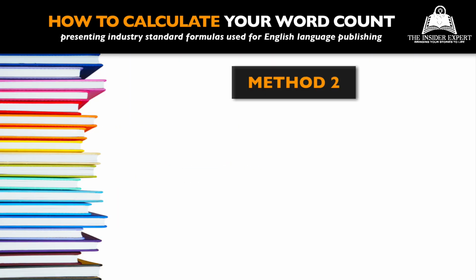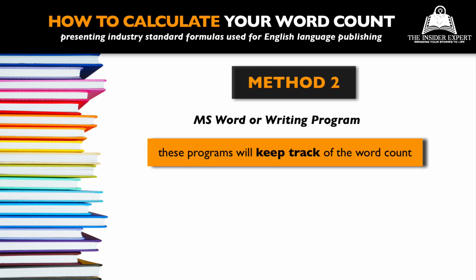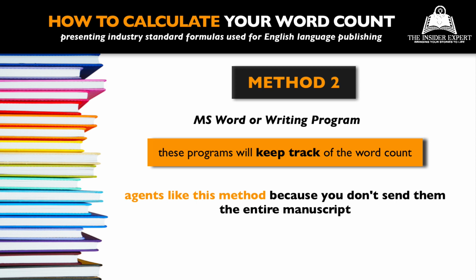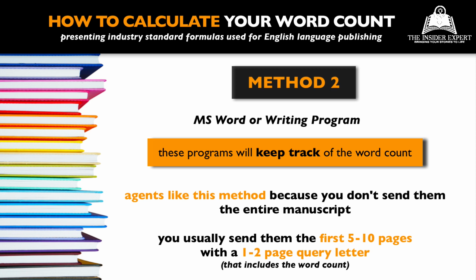Method 2. This is using MS Word or a writing program. These programs will keep track of the word count. Agents like this method because you don't send them the entire manuscript. You usually send them the first 5 to 10 pages with a 1 to 2 page query letter, and this includes the word count in that query.